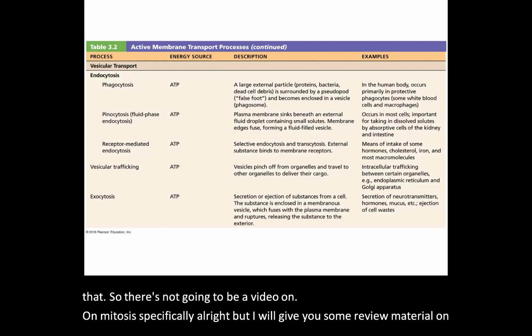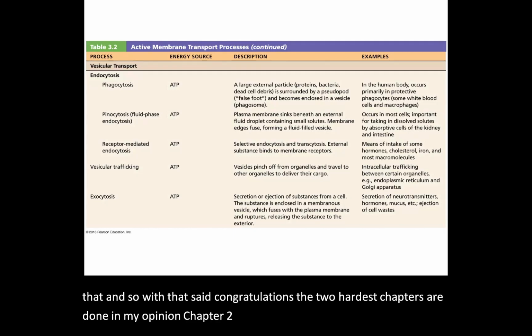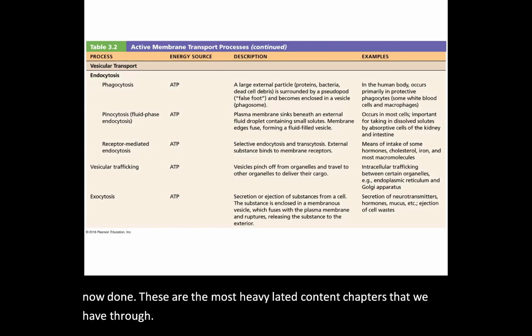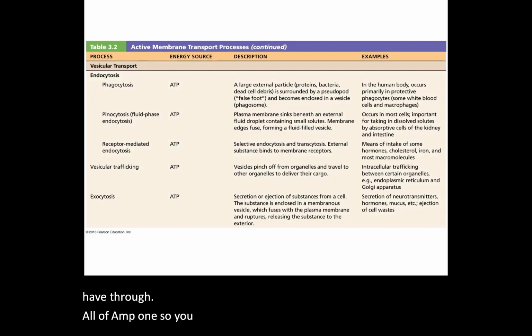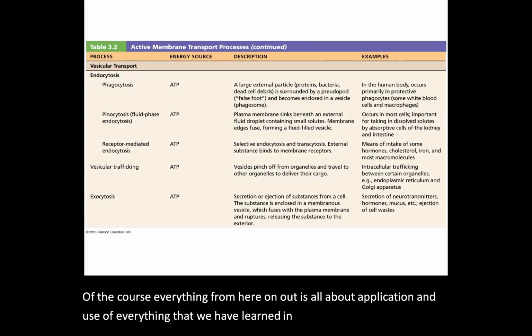And so with that said, congratulations. The 2 hardest chapters are done, in my opinion. Chapter 2, the biochem. Chapter 3, cell bio, is now done. These are the most heavy laden content chapters that we have through all of AMP1. So you have survived, in my opinion, the worst of the course. Everything from here on out is all about application and use of everything that we have learned in chapters 1, 2, and 3.